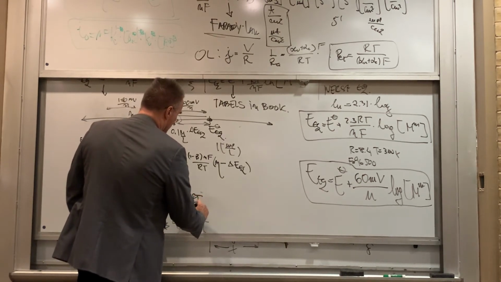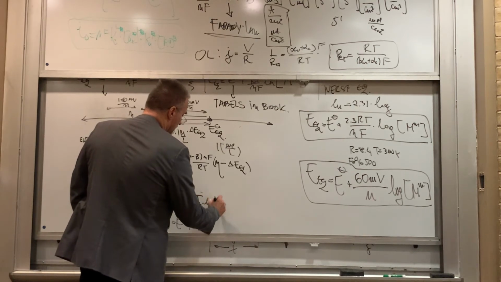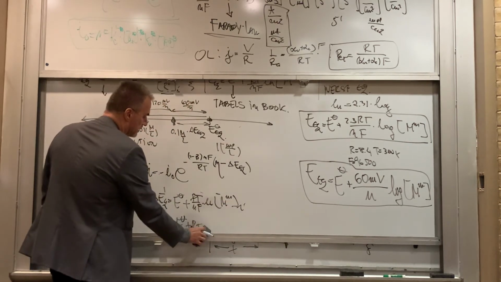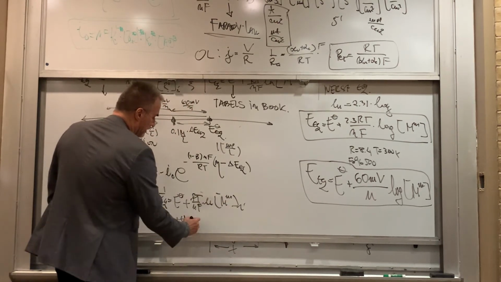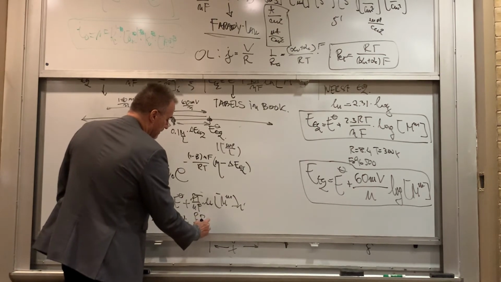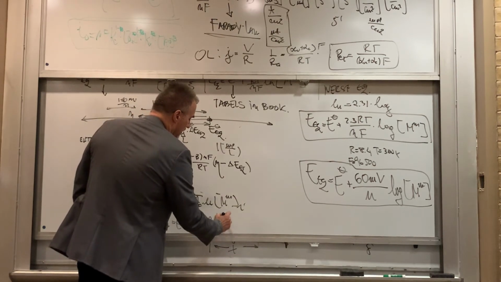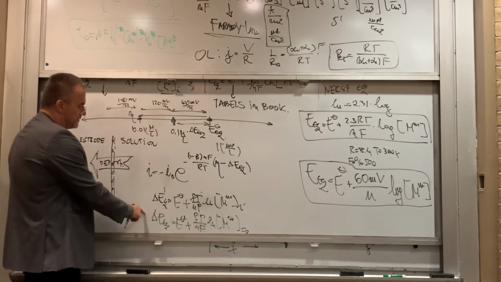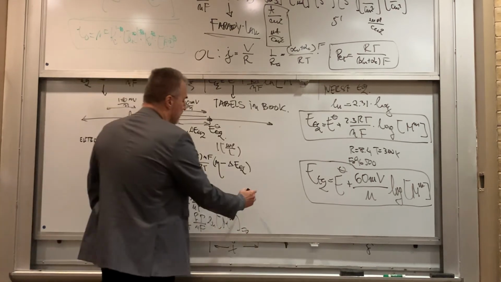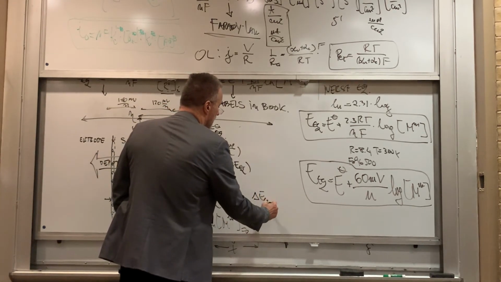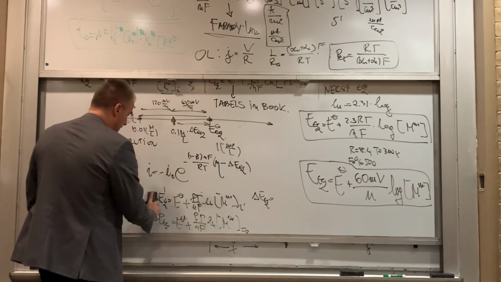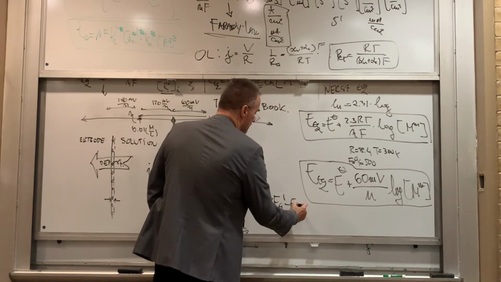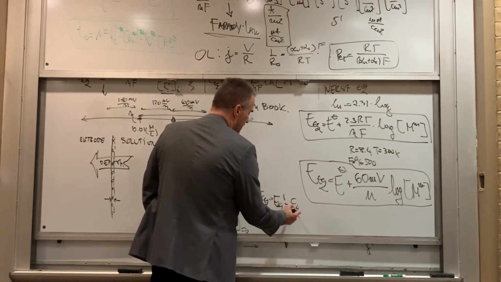RT over nF, I'm going to use the ln version, M plus at the interface, and here it will be RT over nF ln M plus at the bottom. So the difference between these two, I'm going to call it just delta E equilibrium, is equal to E equilibrium prime minus E equilibrium.